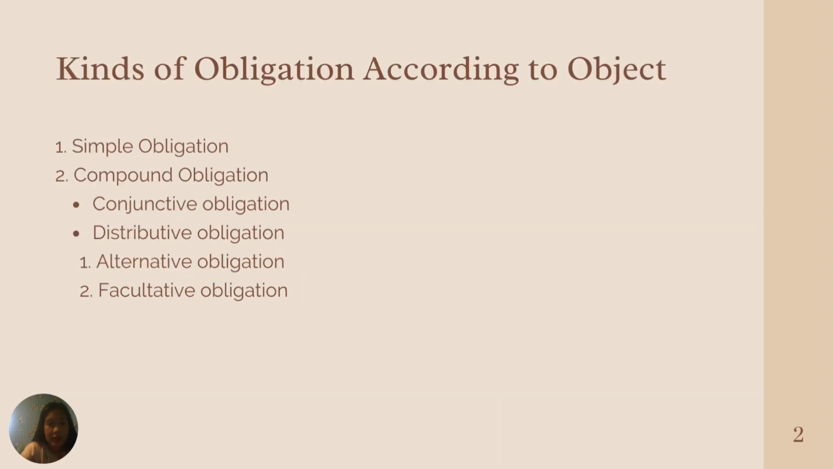Okay, let's start. An obligation where several prestations are due but the performance of one is sufficient, the debtor, or what we call obligor, has the right of election or choice. Election may also be granted to the creditor, or what we call obligee. There are kinds of obligation according to object. They are simple obligation, one where there is only one prestation.